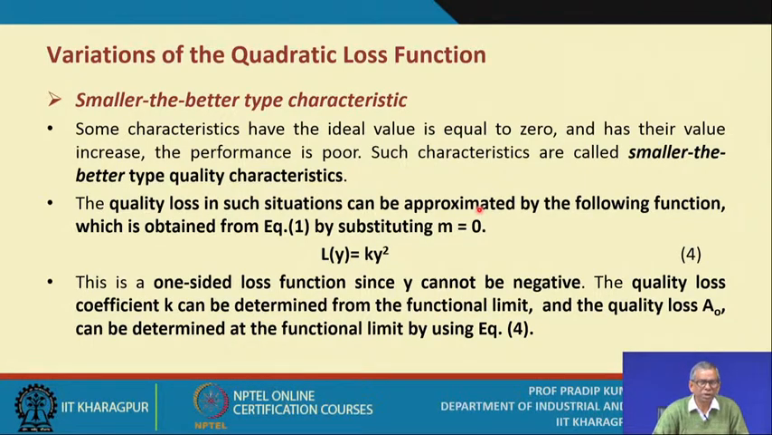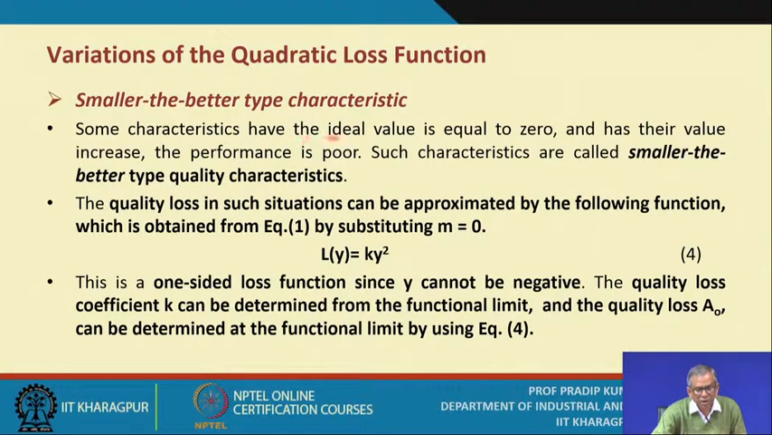Now, in the previous case, when we proposed the loss function, the quadratic loss function, what we have assumed is that the quality characteristic chosen is of the first type. That means it is of the nominal is the best type, or the target is the best type. Is it clear? Now let us talk about the smaller the better type quality characteristics.